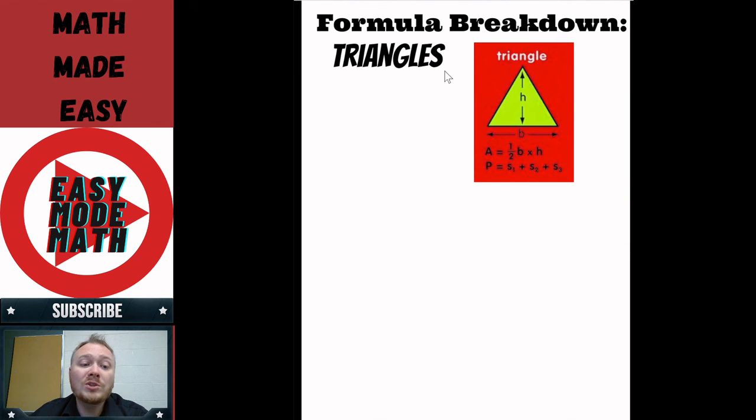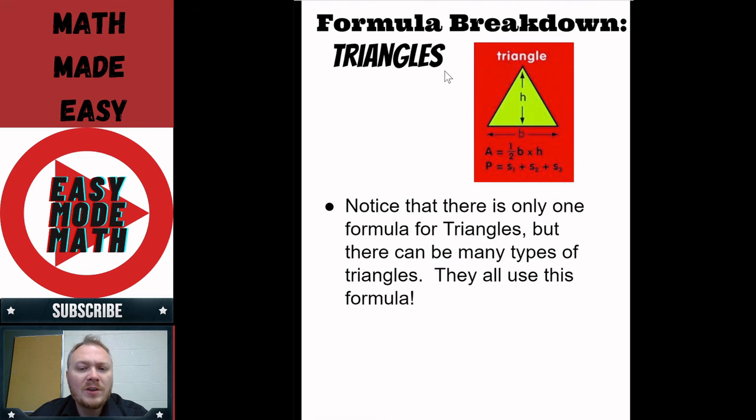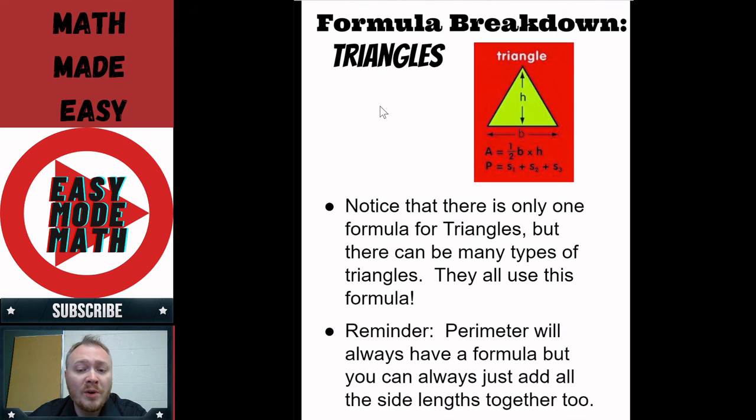All right, what about triangles though? Because those come up quite often. Let's go ahead and break down this formula as well. Notice that there is only one formula for triangles, but there can be many types. But they all use this formula, which is very cool. So we're going to have to be careful what numbers we're using for triangles, but we'll take a look at some common ones that come up though. Reminder, perimeter will always have a formula, but you can add the side lengths together too, same as the other shapes.